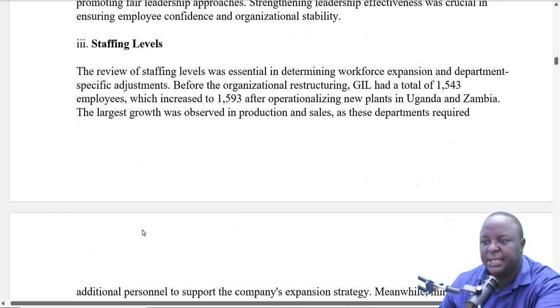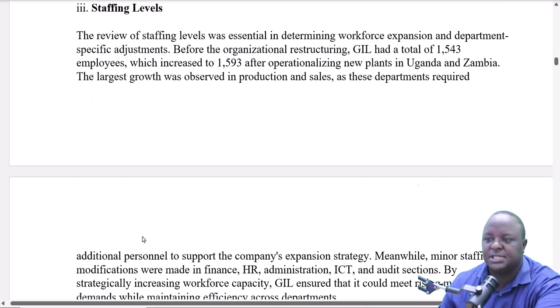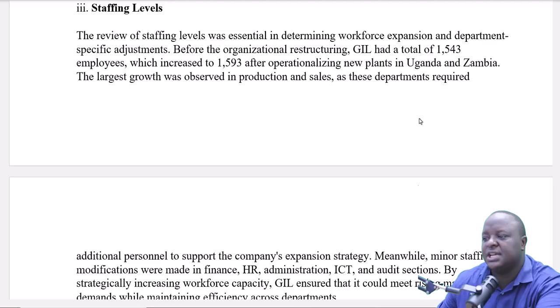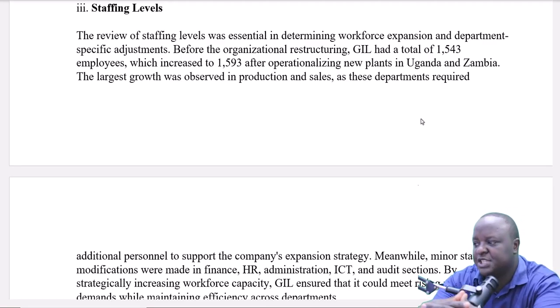Now, metric number 3 is about the staffing levels. The review of the staffing levels was essential in determining the workforce expansion and department-specific adjustments. Before the organizational restructuring, GIL had a total of 1,543 employees. At this restructuring, we saw that this increased from 1,543 to 1,593 after authorization of new plants in Uganda and Zambia.